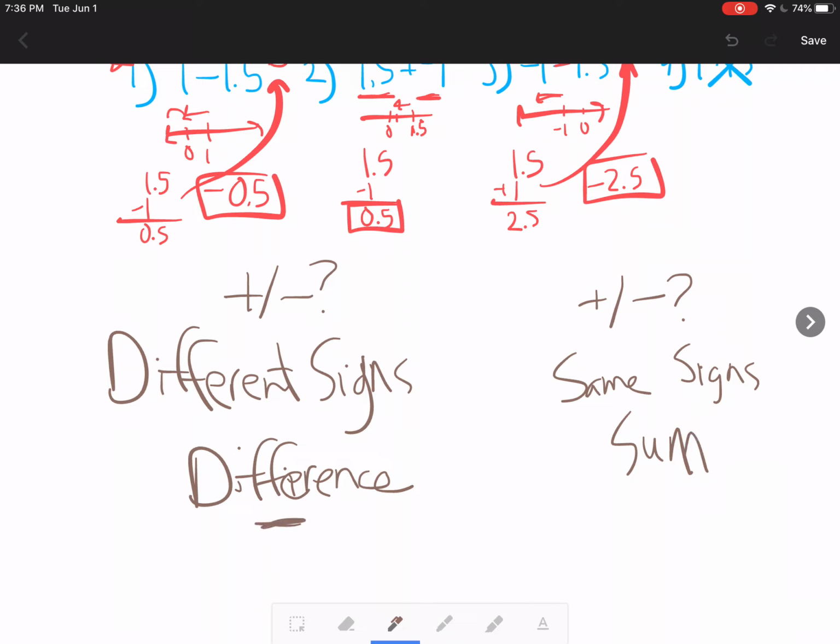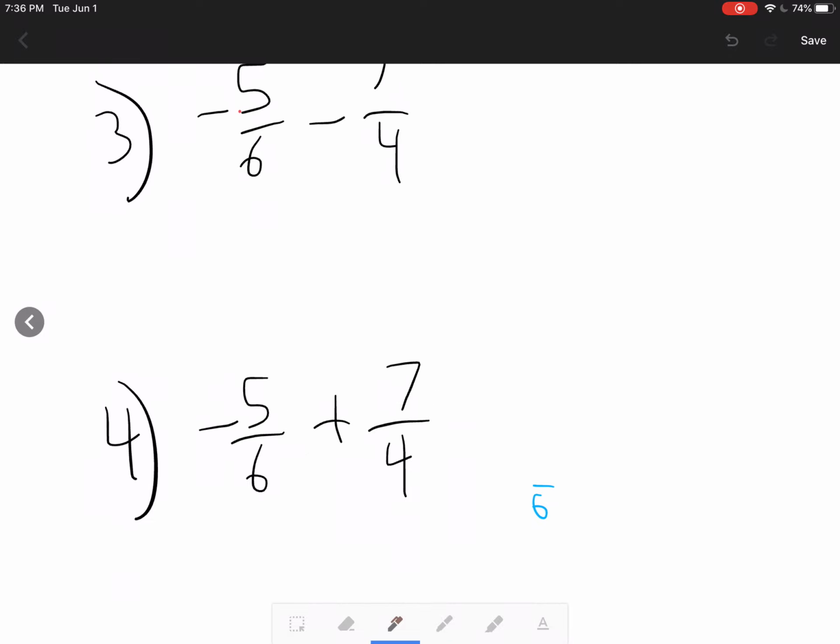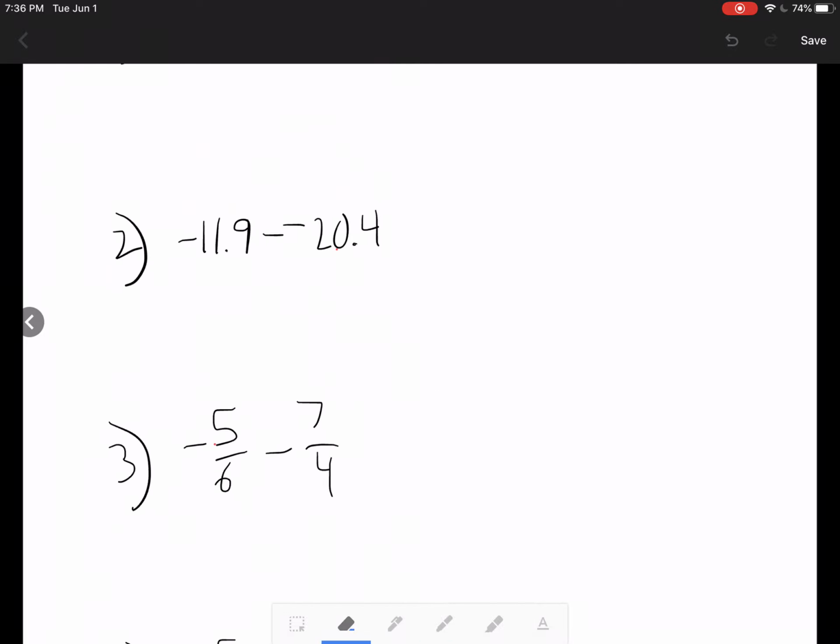So that means here you're going to subtract the two numbers. Here you add the two numbers. Then you go back to the answer of this question and you apply the appropriate sign, positive or negative. So now let's do some more examples, but with more complicated numbers.